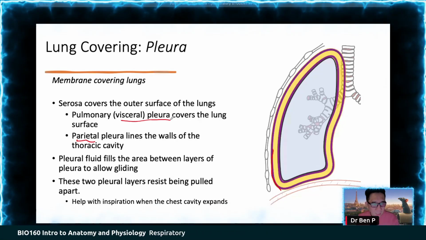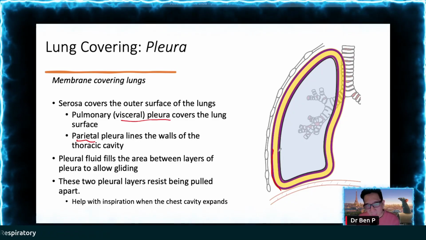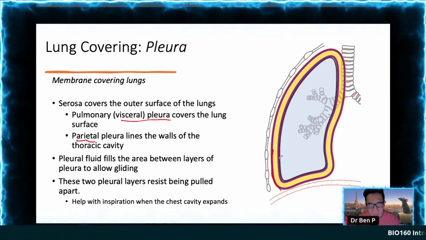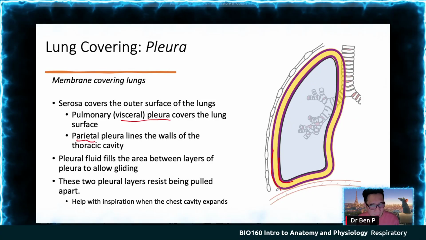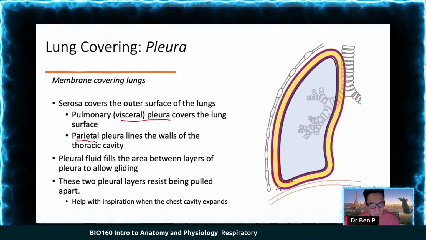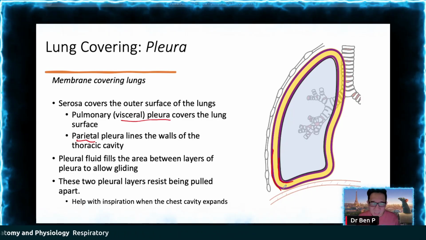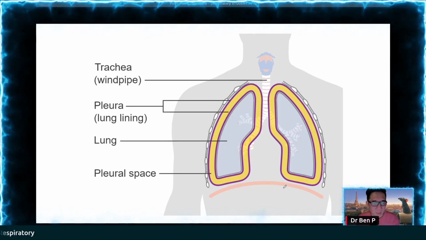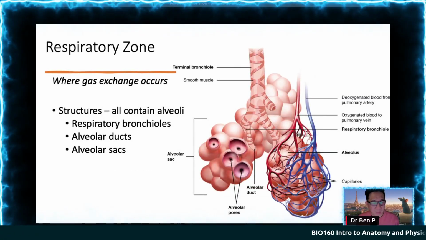These two usually like to stay together. They have fluid right in the middle. The yellow part is the fluid. The purple inside is the visceral, and you have the parietal on the outside. These two pleural layers resist being pulled apart. They like to stay together, they love being with one another, so they don't want to pull apart.